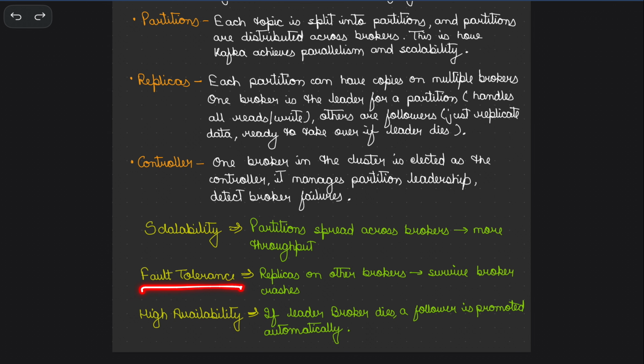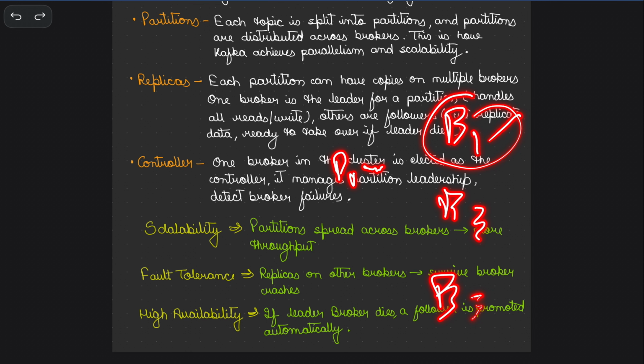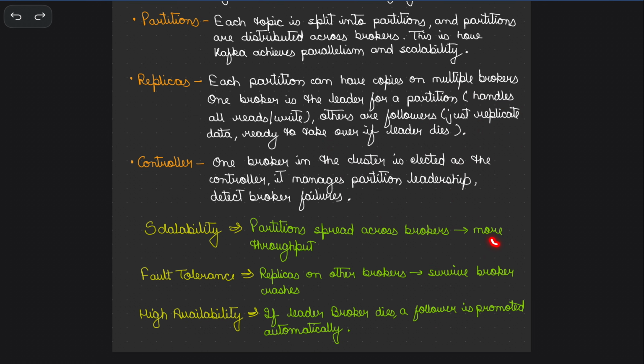How is fault tolerance achieved? Replicas on other brokers. Let's say P1 is on broker 1, broker 2, broker 3. Fault tolerance means if one broker is down, we can get data from broker 2 or broker 3. So this solves throughput, and this solves fault tolerance also.